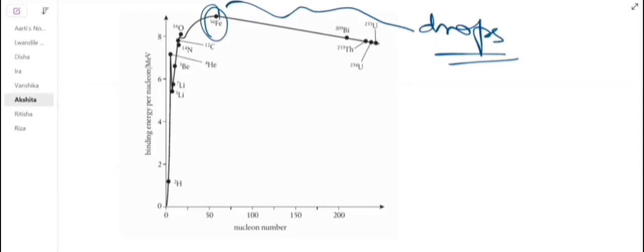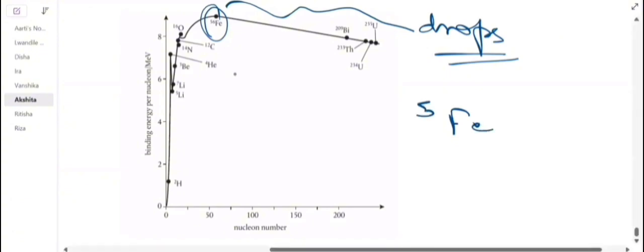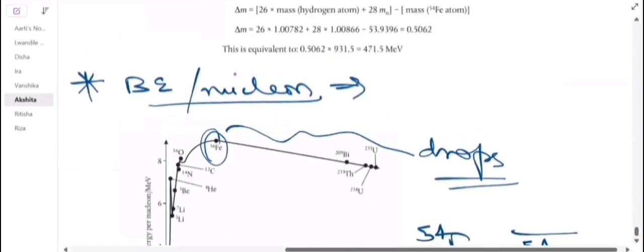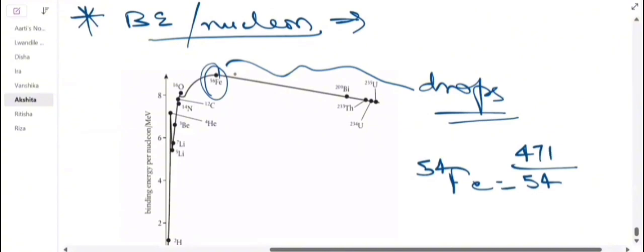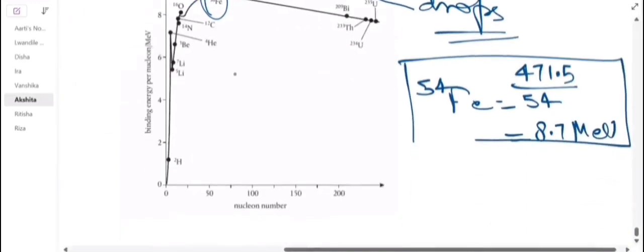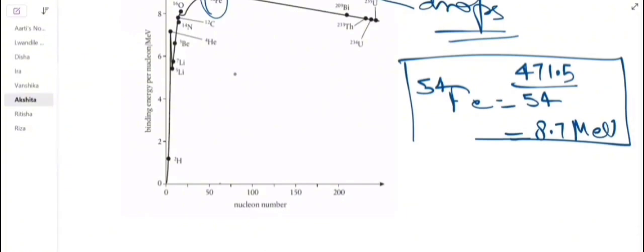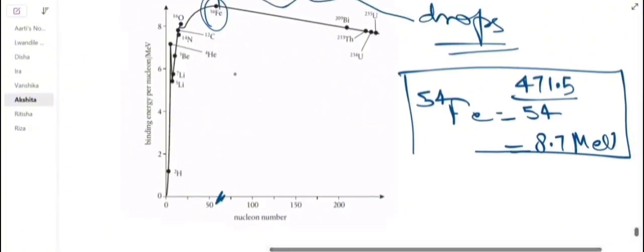Fine. So let's calculate the binding energy per nucleon. Let's say I am calculating for iron only. So it will be nothing but its total energy divided by 54. What is its total energy? 471.5. So how much energy per nucleon is bearing? Nearly 8.7 MeV. You can check from here also: the nucleon number is 54 and from here you can check it is nearly 8.7. Any doubts? Okay. So this is how we calculate the per nucleon energy.